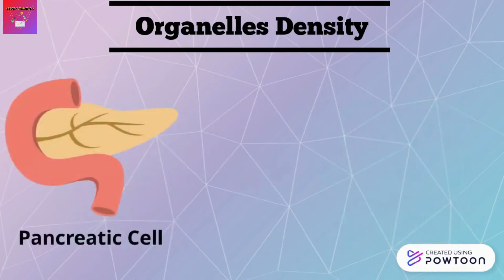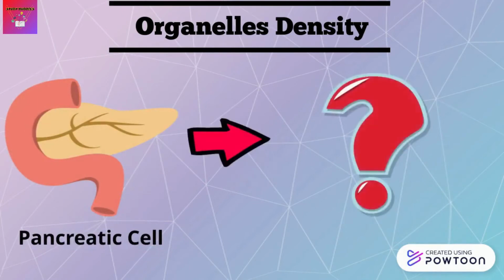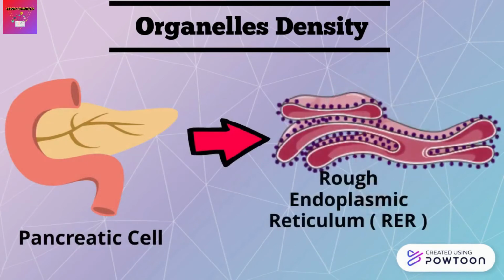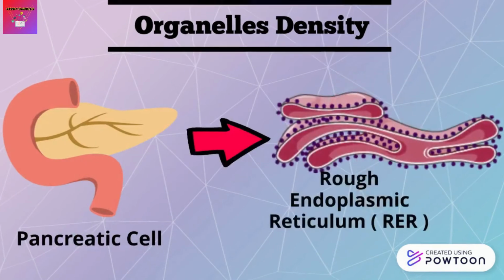Now, let's try answering this question quickly. What organelle do you think is most abundant in pancreatic cells? If your answer is rough endoplasmic reticulum or RER, then you're right. This is because the main function of the pancreatic cell is to produce pancreatic juices filled with various enzymes. So, the organelle most probably responsible for producing enzymes as a final product would be the RER. So, that's how you connect the function of the cell to the organelle.